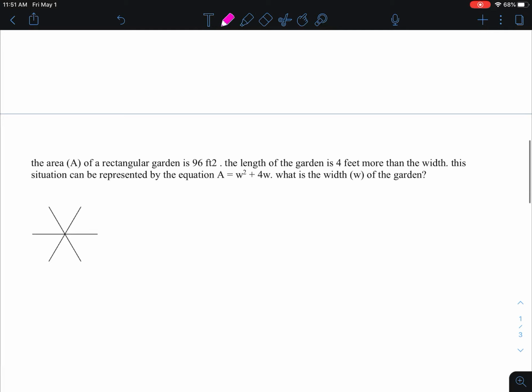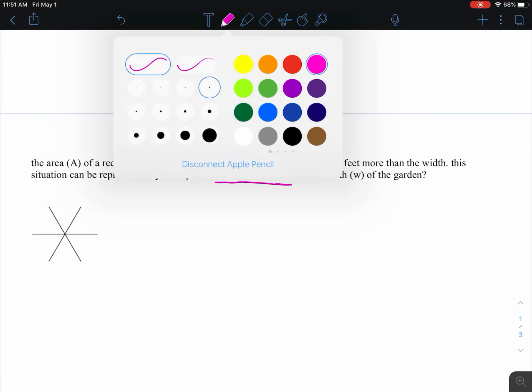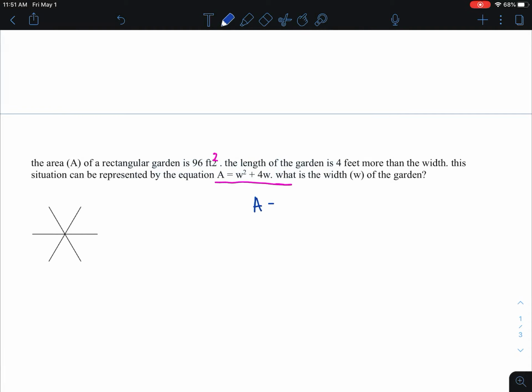Let's go through this word problem. So the area of a rectangle garden is 96 feet squared. Sorry, that's weird. And the length of a garden is 4 feet more than the width. This situation can be represented in this equation. Okay, luckily they already give us the equation. What is the width of the garden? So my equation is A equals w squared plus 4w. All right, but they already gave me the area, the A, so I'm going to replace that. 96 equals w squared plus 4w.